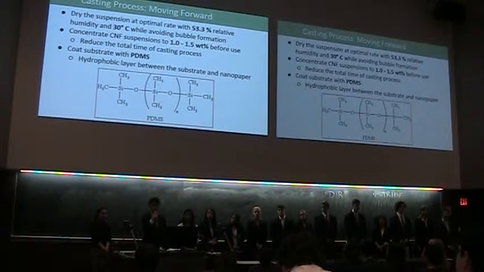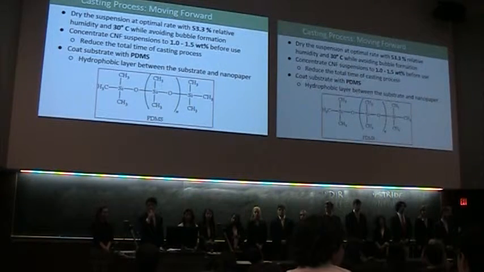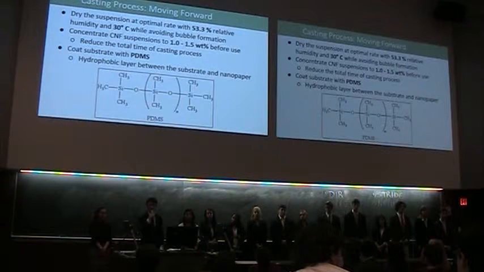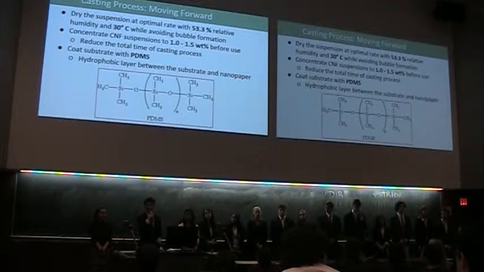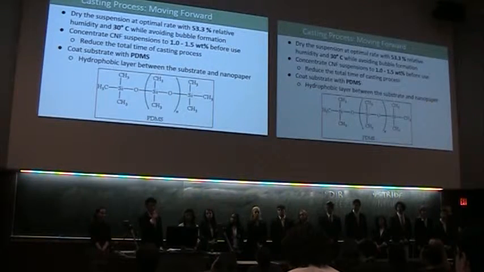And most recently, we've decided to begin coating our substrate with PDMS, which will serve as a hydrophobic layer between the nanopaper and substrate, and make the resulting nanopaper easier to peel off, as we've had problems peeling off the nanopaper from glass substrates.